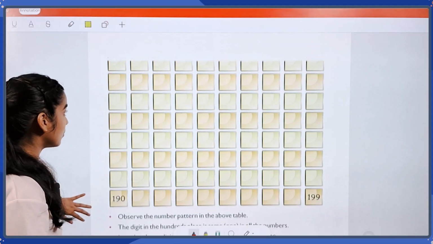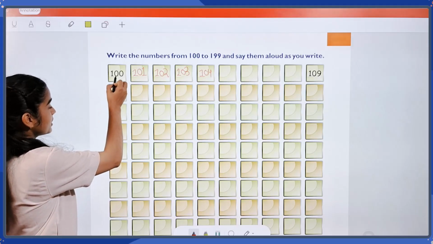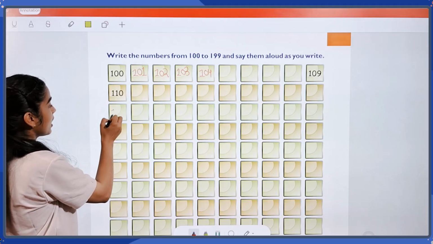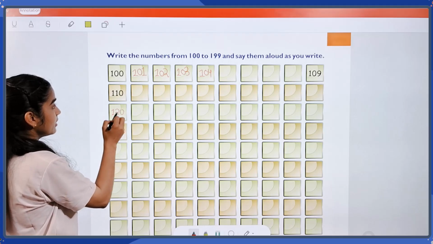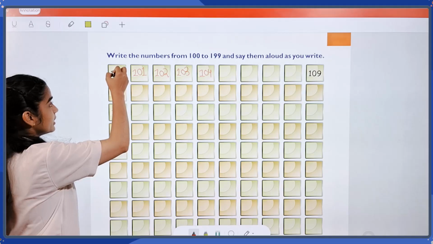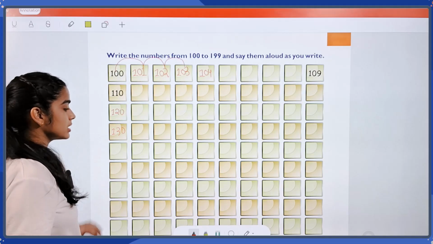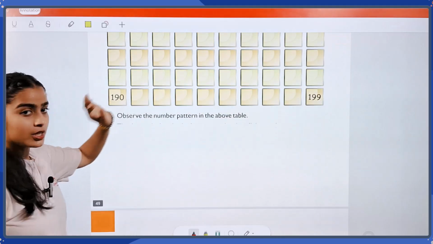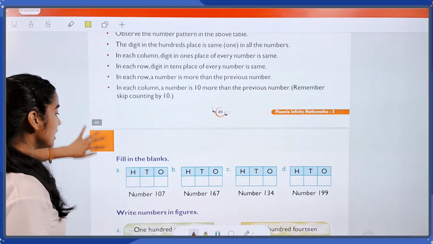Remember this skip counting. After 100 we have 110, after 110 we have 120, 130, and if we see the next numbers, 101, 102, 103. So this is the pattern we are following when we write our numbers from 100 to 199 here.